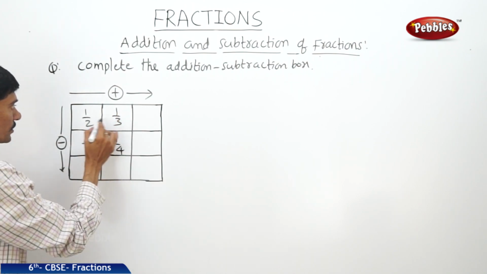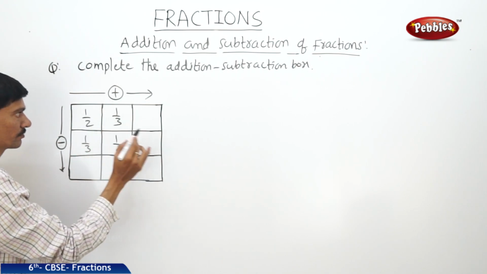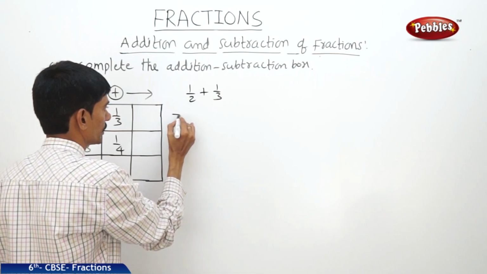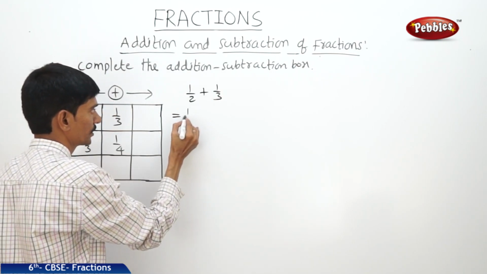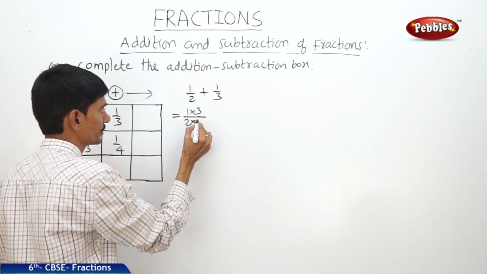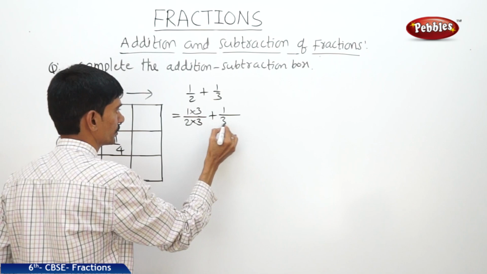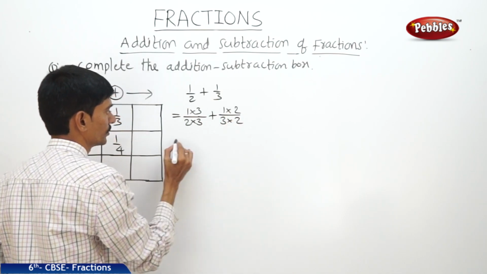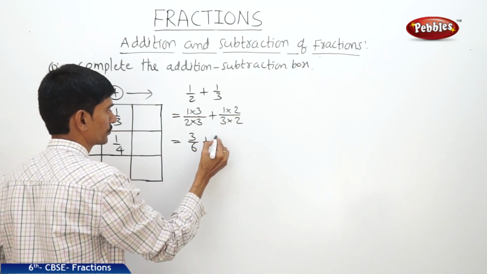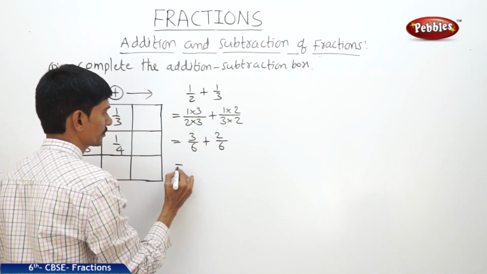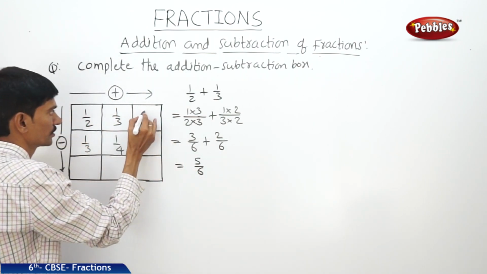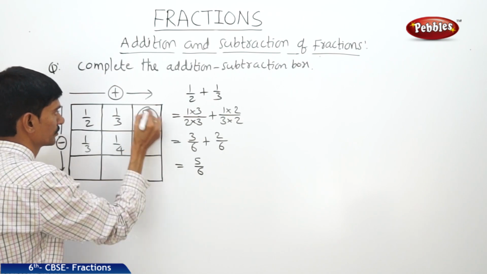So first let us add the given 2 fractions, 1 by 2 plus 1 by 3. Now the LCM of 2 and 3 is 6. So we take 1 by 2, we multiply both by 3, by 3 plus 1 by 3 into 2. So then 1 3s are 3 by 2 3s are 6 plus 1 2s are 2 by 3 2s are 6. So this equals 3 plus 2, 5 by 6. So this is 5 by 6.